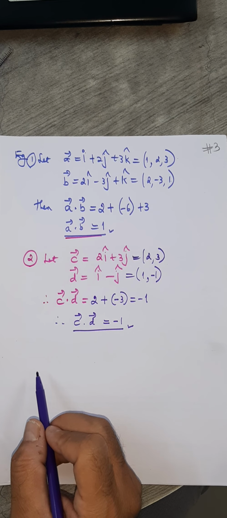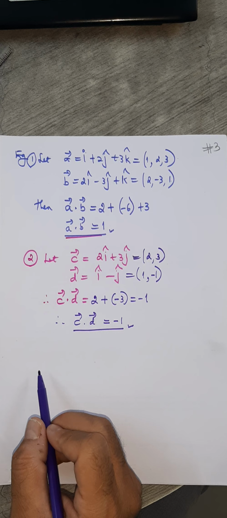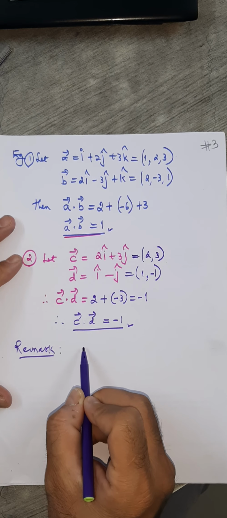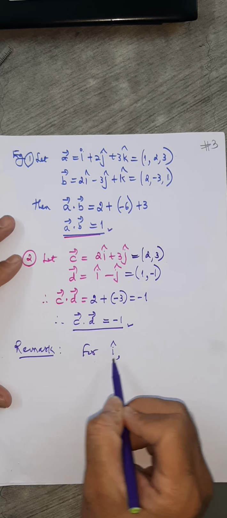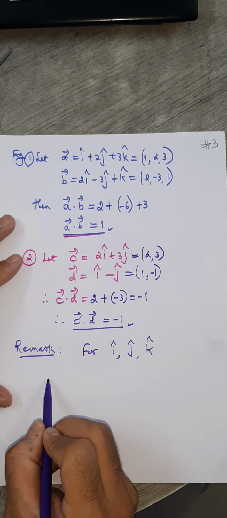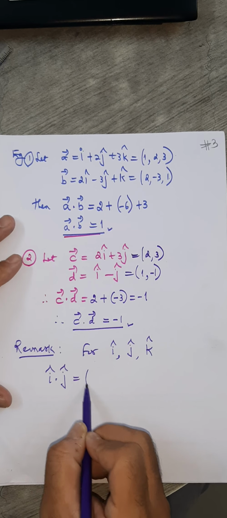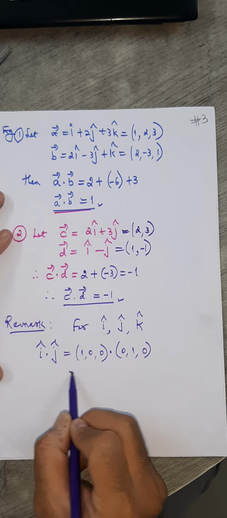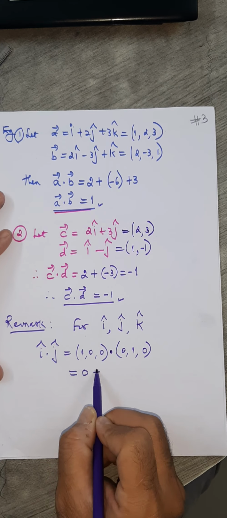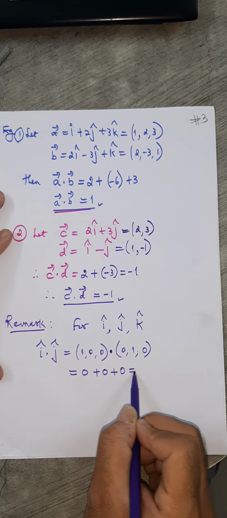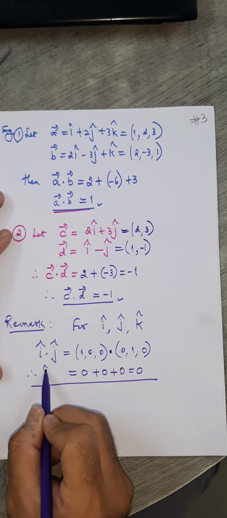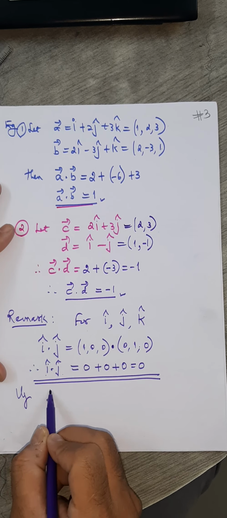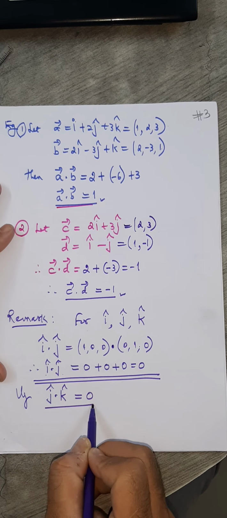One more thing before I go further: as a remark, it's quite obvious to notice. Let me write a simple note here. If I consider these three vectors i cap, j cap and k cap, and I get i cap dot j cap: what is i cap? 1 0 0. Dot, what is j cap? 0 1 0. You know this. Now get the dot product: 1 into 0, plus 0 into 1, plus 0 into 0, which is 0. So i cap dot j cap equals 0 here. That means these two are orthogonal. In the same way you can get j cap dot k cap, which is also 0. You can verify, not difficult.